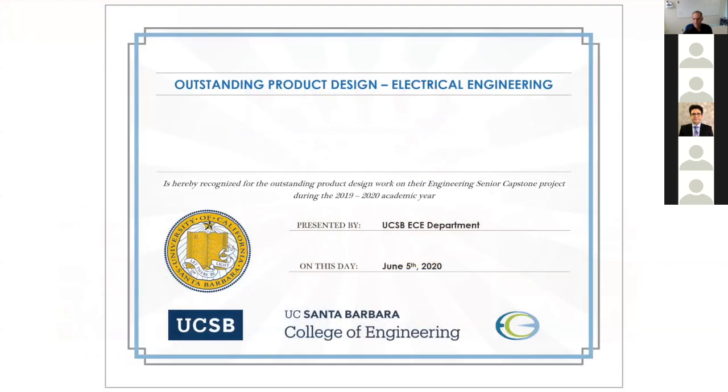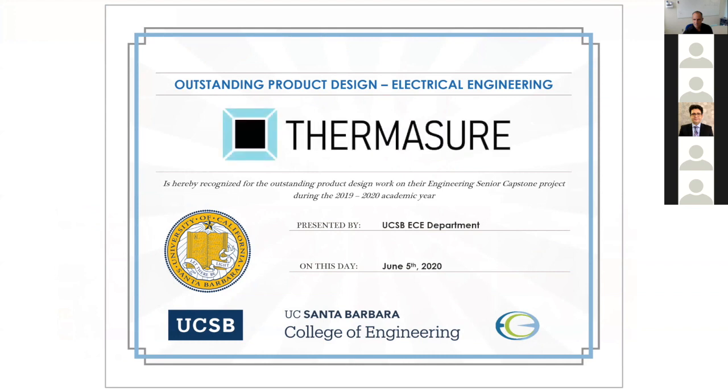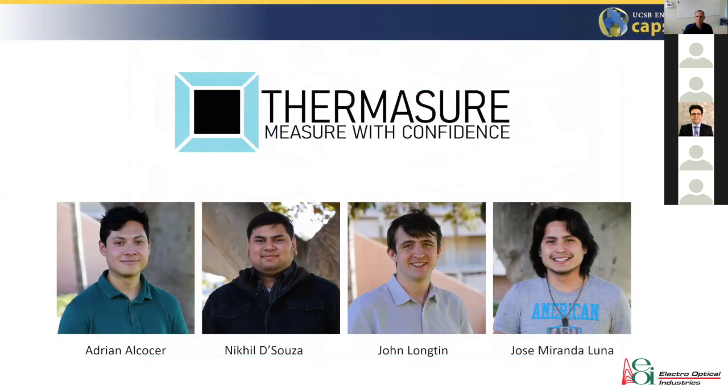All right, the next team award is the Outstanding Product Design Award. This award is given based on the product design strategies, engineering principles, and the marketability of the end product. This year, this award goes to EOI Thermometer team. This team has come up with a lightweight thermal reference device that serves as a simple and affordable way to test the accuracy of medical thermometers. The device ensures that doctors use accurate thermometers and take readings with higher confidence.